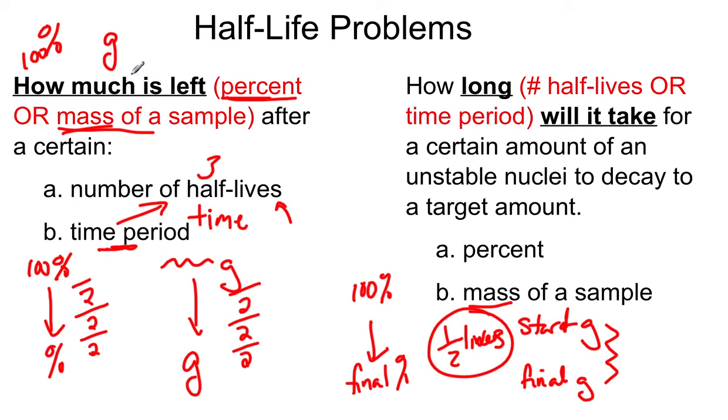So again, you might have a question that says how much is left. You're solving for a new percent or a new gram mass. And you might have a problem that says how long will it take. So you're solving for a time period. You're always going to solve for how many half-lives. How many times did this have to be divided by 2 to get to the final one? And then you may have to convert that over into a certain time period, such as minutes, hours, years, whatever. So let's work out some of these problems now.